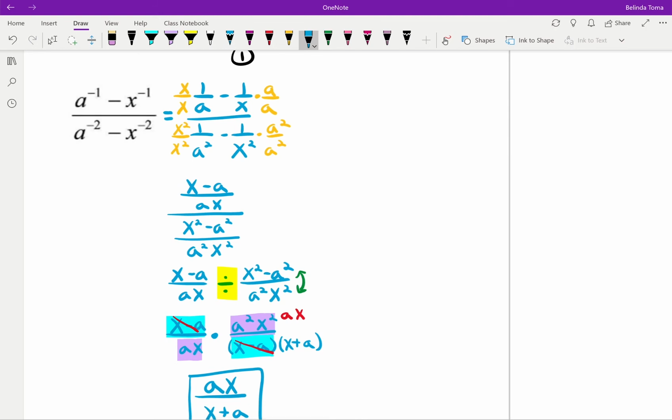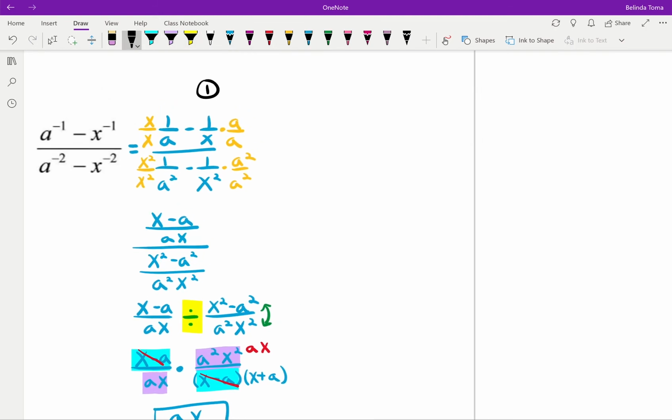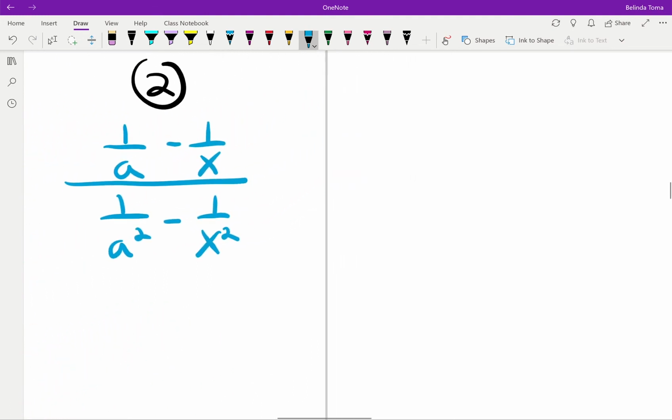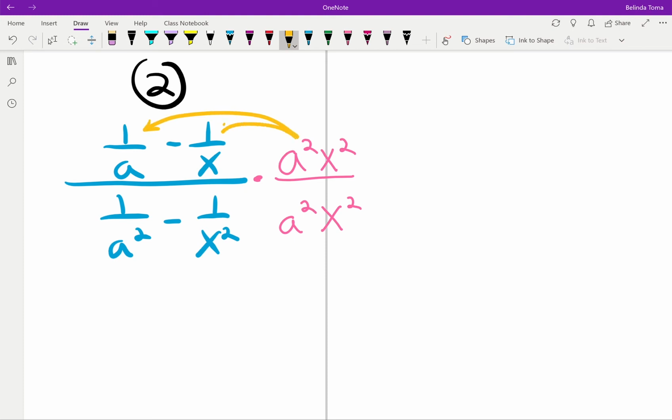So the first thing, just like I did with method 1, the first thing I'm going to do is rewrite it. And that's going to be 1 over a minus 1 over x divided by 1 over a squared minus 1 over x squared. So in this problem, I'm going to look at the LCD of all of the denominators, and I'm going to use a squared x squared. So I'm going to multiply by a squared x squared in the numerator and in the denominator. And recall that I'm now going to distribute to all 4 of those terms.